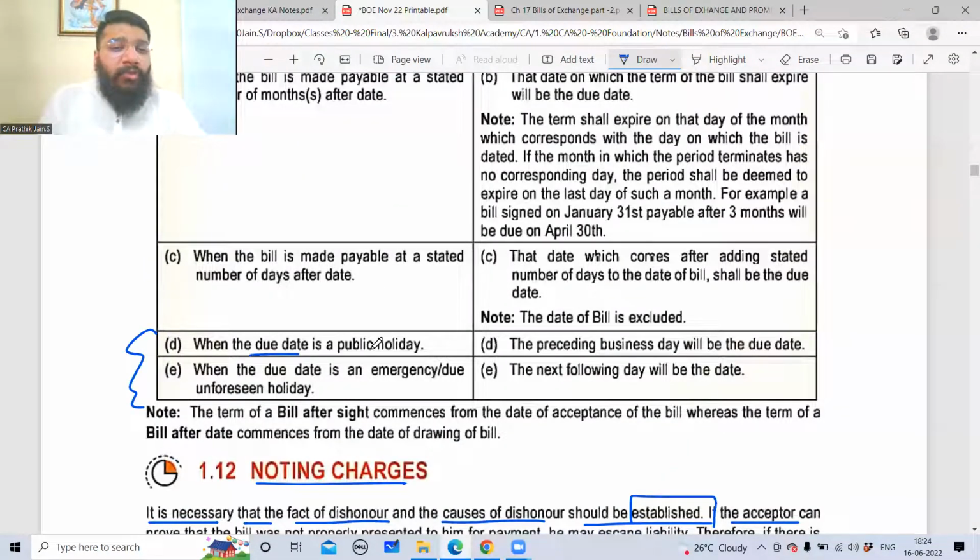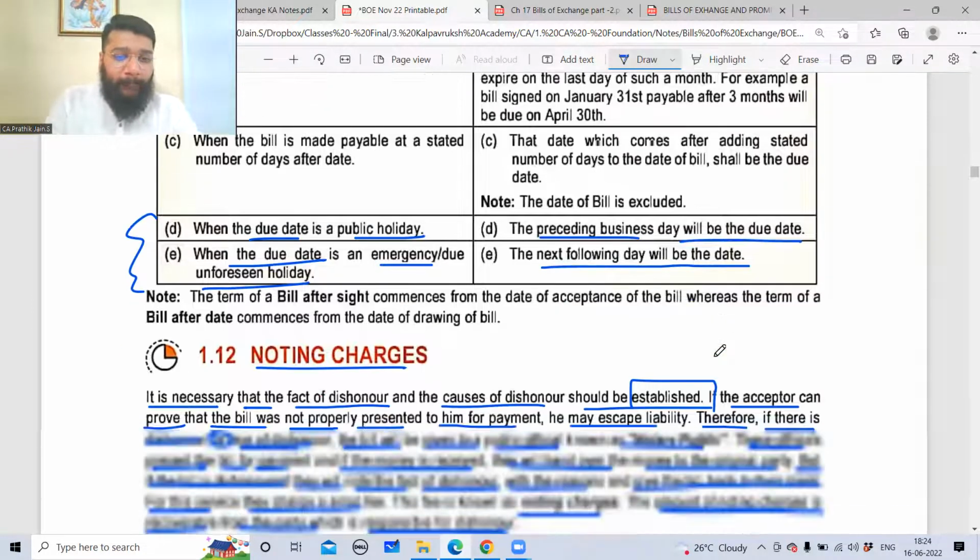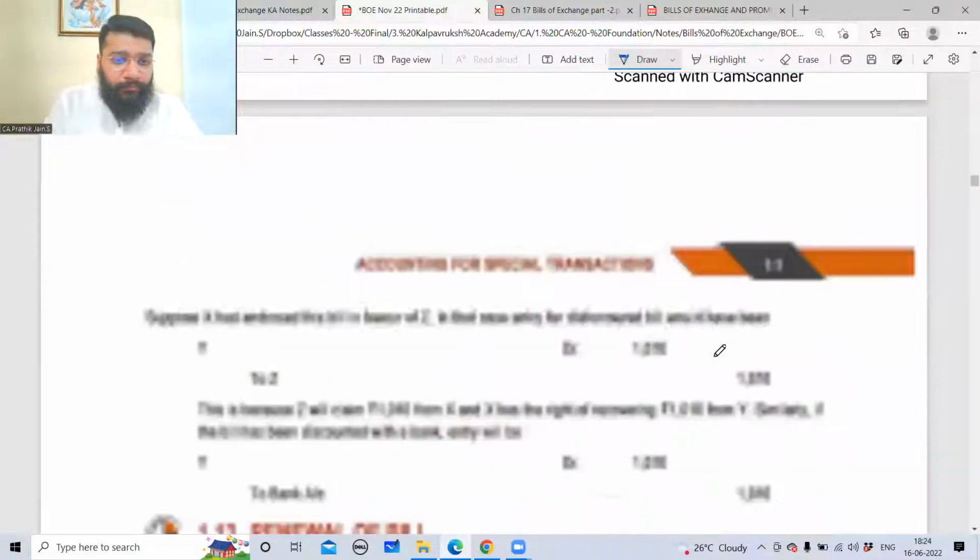If the due date happens to be a public holiday, then the preceding business day will be the due date. And if the due date is an emergency or unforeseen holiday, like a strike or bandh, in that case the following working day will be the due date. Noting charges I have discussed with you.